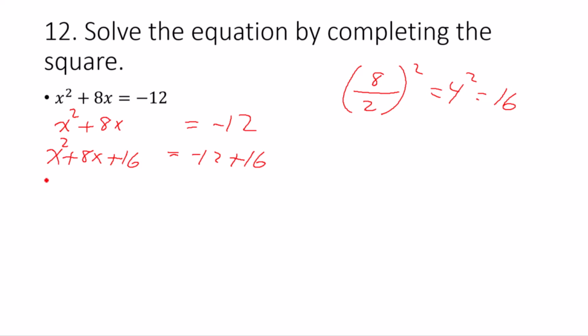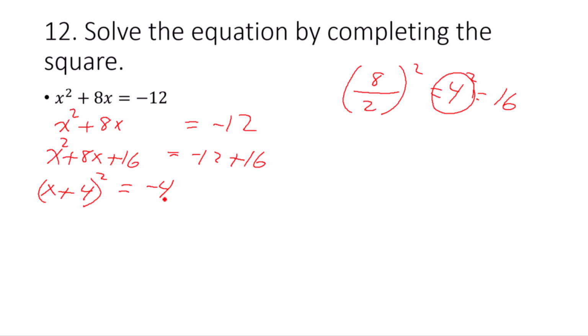On the left side, we'll factor x plus 4, because 4 is the number before the square. 4, quantity squared, because we completed the perfect square. On the right side, we'll add those together, and we get a -4. If you're keeping up with everything, the -4 should ring a bell with you. We're not going to get a real answer. We'll get an answer, but not a real number.